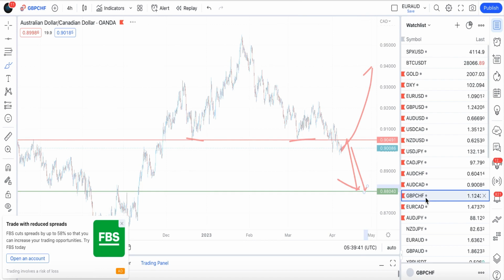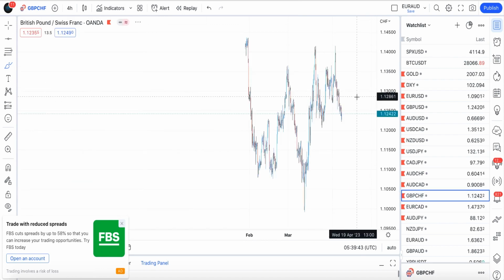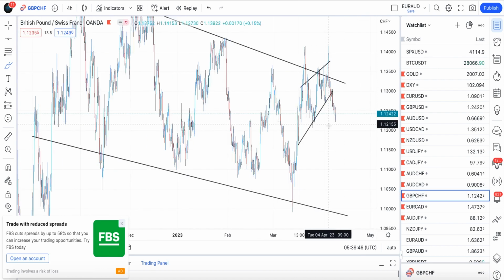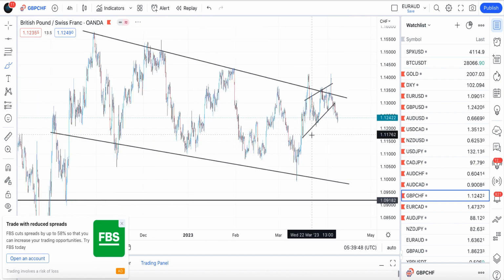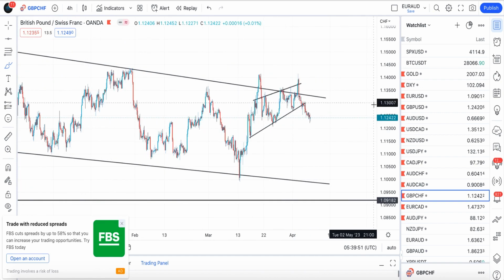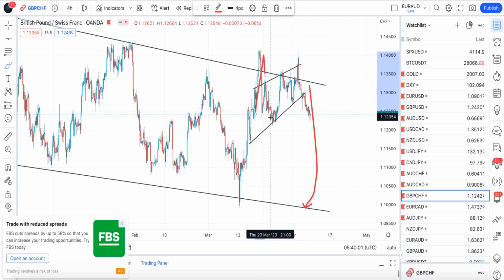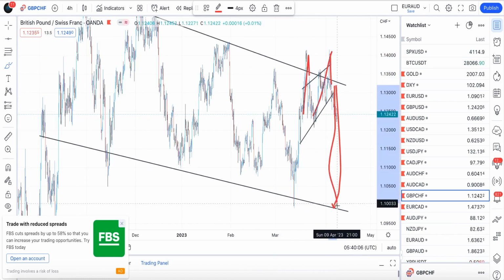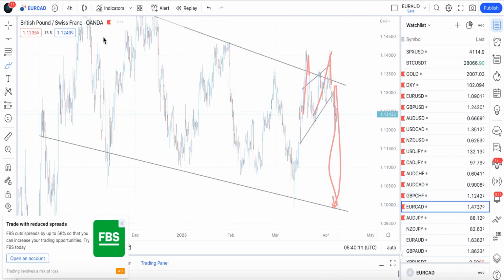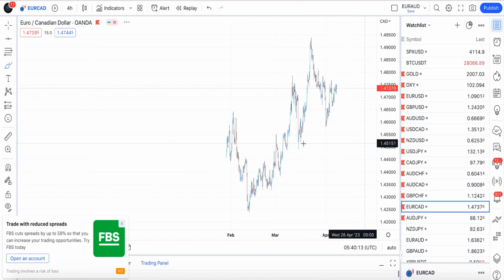So the next one I want to check is GBP CHF. This is one of my best entries for this particular week, because last week we projected that it's going to drop to this particular level. Right now we should see it drop to this particular level because we had a fake breakout last week, and it's actually the second fake breakout. Then now we should see a decline to 1.09944.